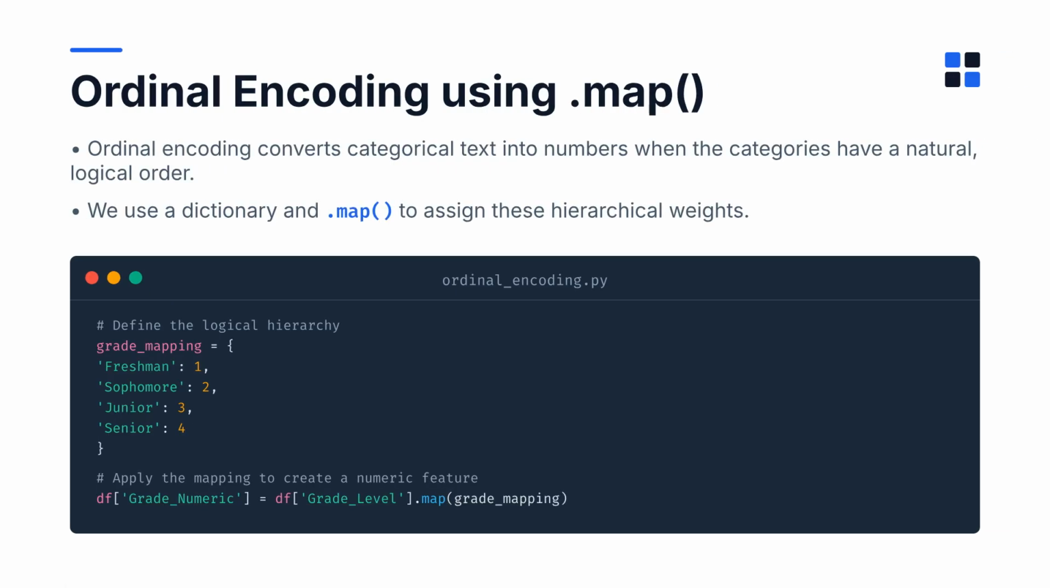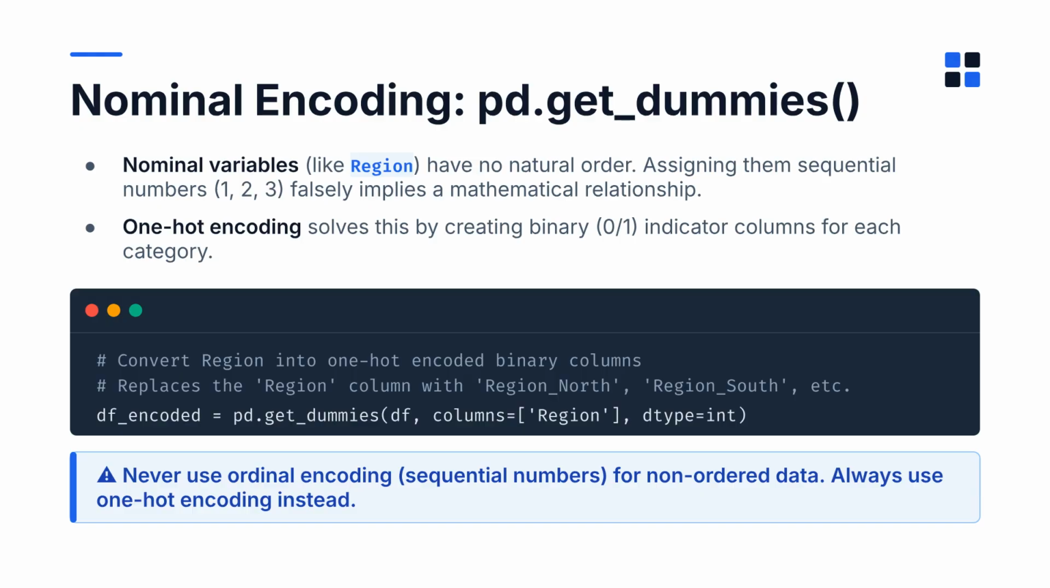Ordinal encoding converts categorical text into numbers when the categories possess a natural, logical order. We achieve this by using a dictionary and the .map method to assign hierarchical weights. Nominal variables lack a natural order, so ordinal encoding should be avoided. Instead, use one-hot encoding with pd.get_dummies to create binary indicator columns for each category.